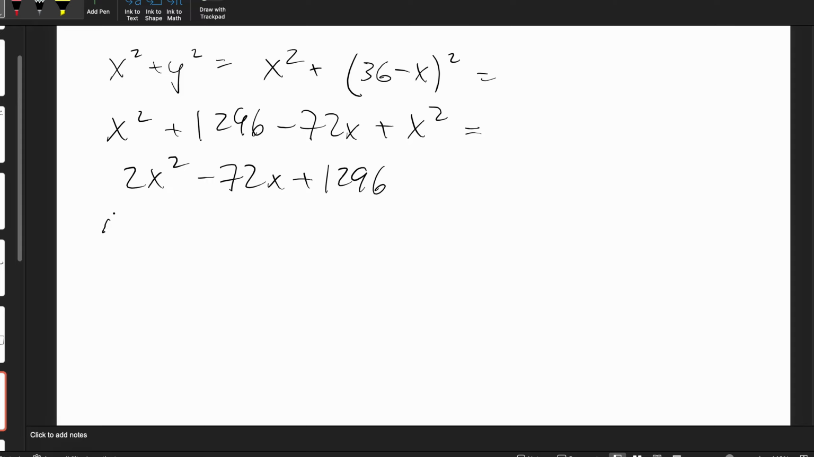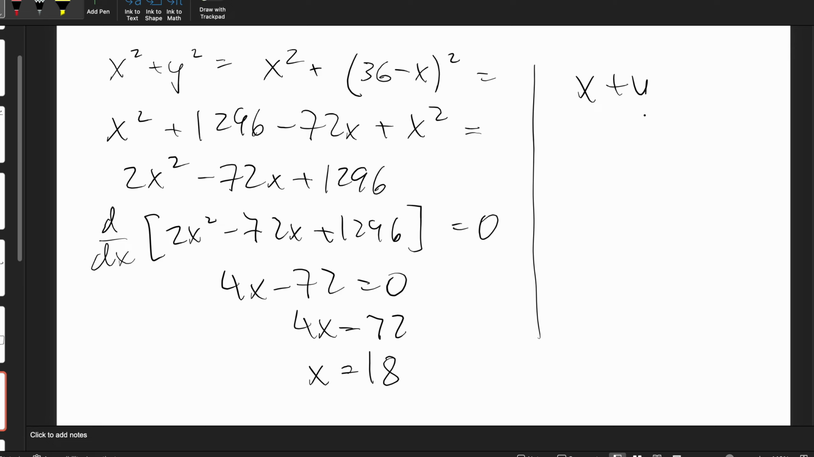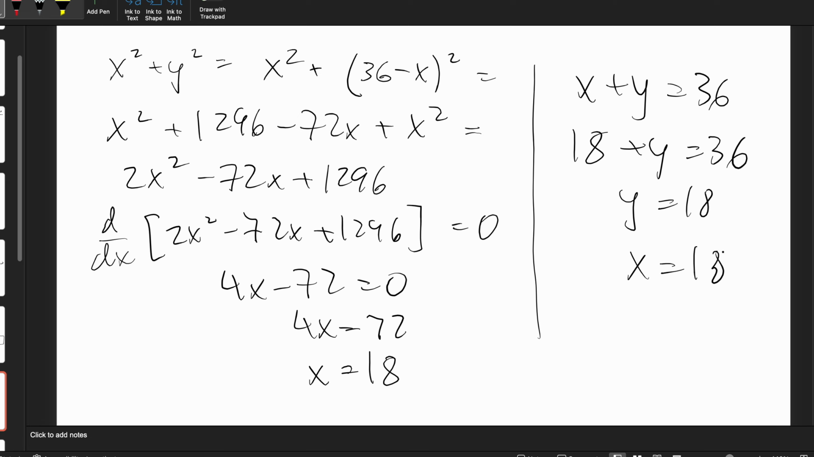Good. And now we just take the derivative of this. So let's take the derivative, and we set it equal to 0, so this becomes 4x minus 72 equals 0. 4x equals 72. The arithmetic is very easy. And so that tells me that x is equal to 18. And if x is equal to 18, remember that x plus y is 36. So that's telling me 18 plus y equals 36. That tells me y is equal to 18. So y equals 18 and x equals 18.